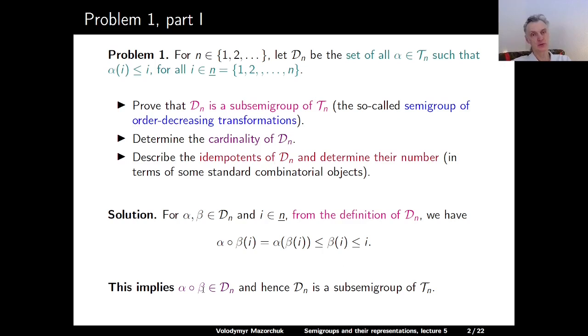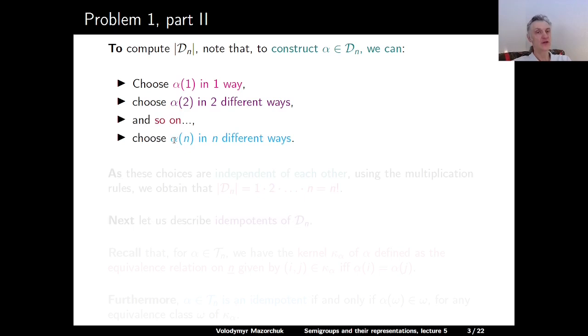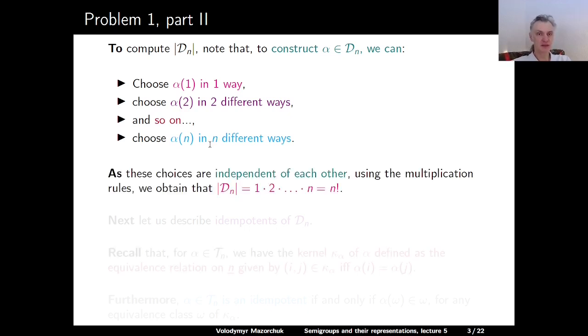So in fact, Dn is a submonoid because it obviously contains the identity element of Tn, which is also order decreasing. To compute the cardinality of Dn, let us note that if we want to construct an element alpha of Dn, we can do it in the following way. We can choose the value of alpha at the point 1 in one way, because this can only be 1. We can choose alpha of 2 in two different ways, so it can be 1 or 2. And so on. The value of alpha at n can be chosen in n different ways. It can be 1, 2, 3, all the way up to n. And these choices are independent of each other.